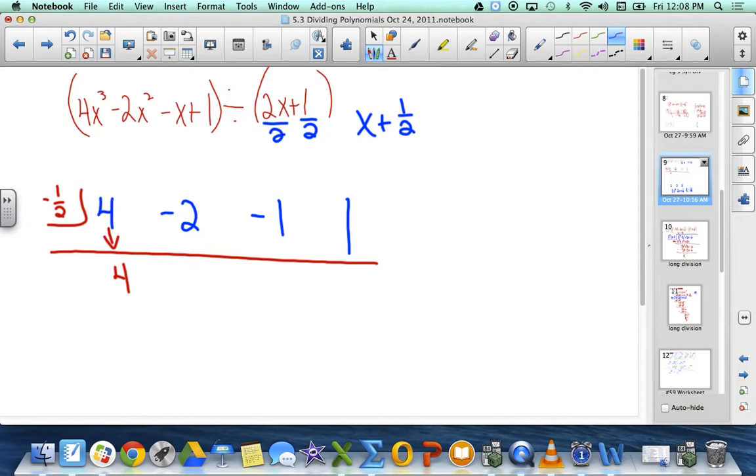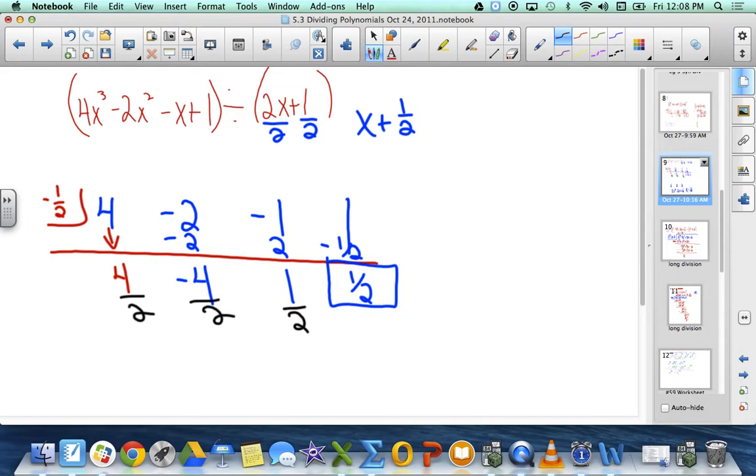Negative 1/2 times 4 is -2, and we get -4. Negative 1/2 times -4 is +2, and we get 1. Negative 1/2 times 1 is -1/2, and we get 1/2. Because we divided the divisor by 2, we have to divide everything but the remainder by 2. So we get 2x squared minus 2x plus 1/2 with a remainder of 1/2 over x plus 1/2.